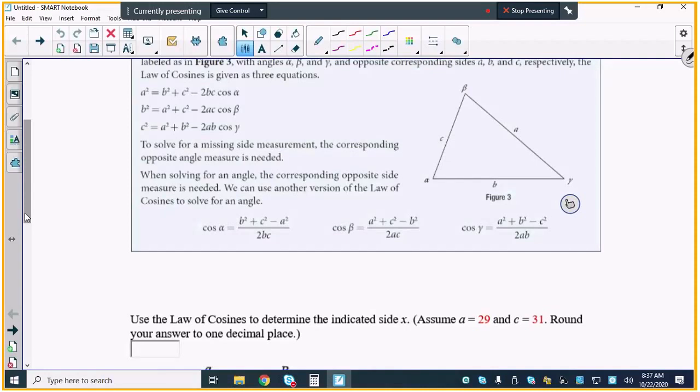If you are looking at the side A, which is opposite to the angle alpha, then A squared is equal to B squared plus C squared minus 2BC cosine alpha. And we just keep repeating this pattern. So B squared is A squared plus C squared minus 2AC times cosine beta. C squared is A squared plus B squared minus 2AB times cosine gamma.